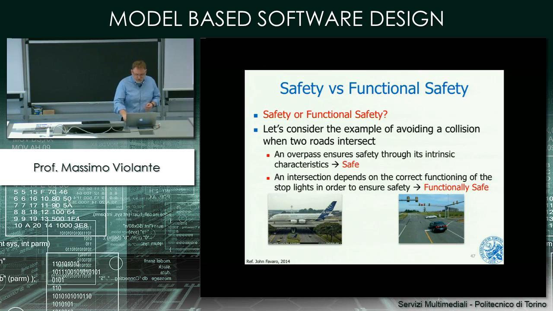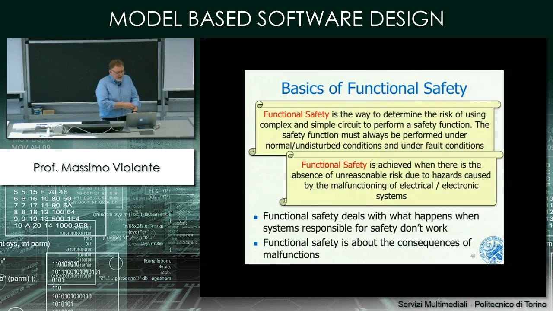So, functional safety can, from a certain point of view, be defined as the way to determine the risk of using a complex system to perform a safety function. The safety function must always work under normal and under disturbed conditions.